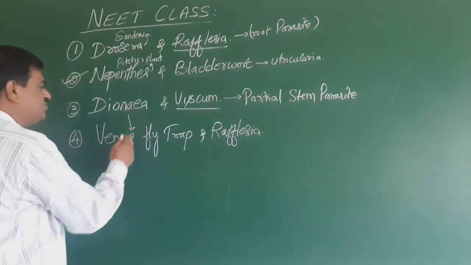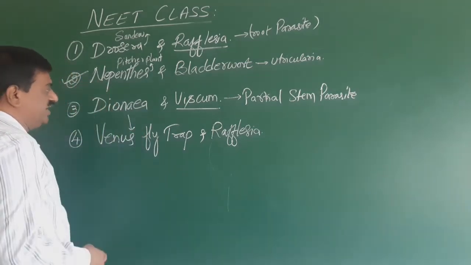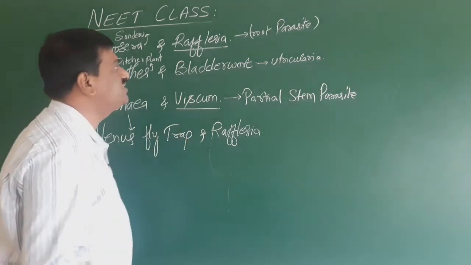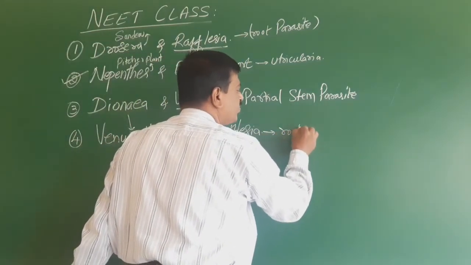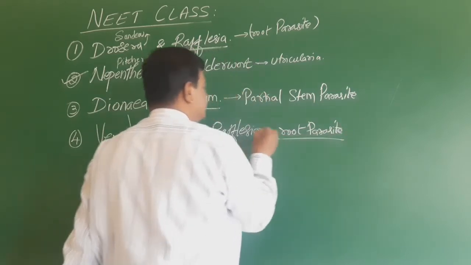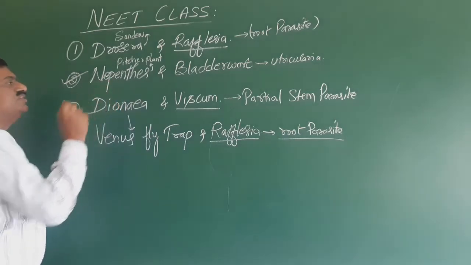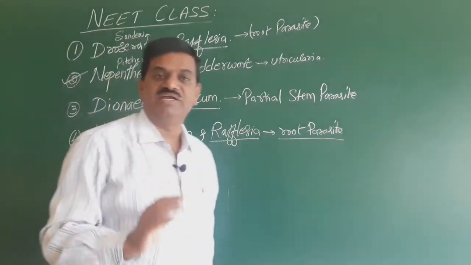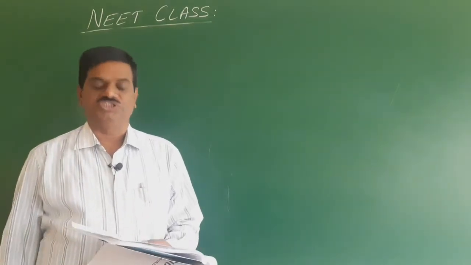When we go for the next one, Rafflesia, so Rafflesia is a root parasite. So this is not the answer. So here the right answer is Nepenthes and bladderwort. So we go for the fourth question.